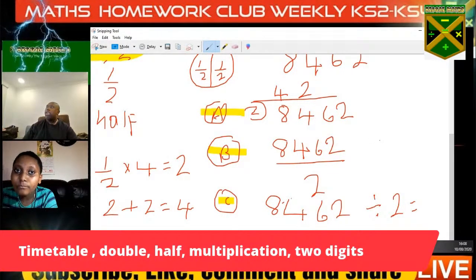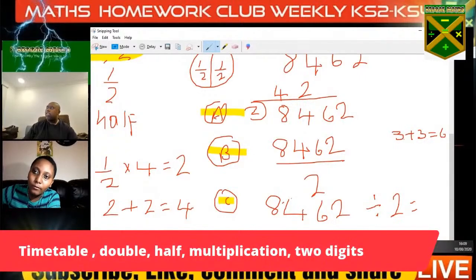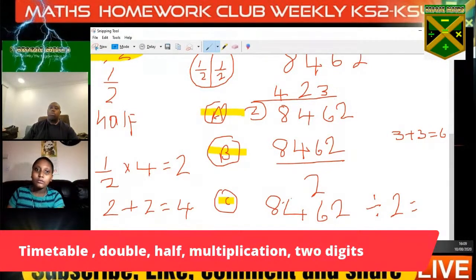So what 2 numbers can I add together to give me 6? Half of 6. Right, what's 3 plus 3? 6. Right? So the 2 numbers that are the same that I can add together to give me 6 are 3. So half of 6 is 3. Right, half of 2.